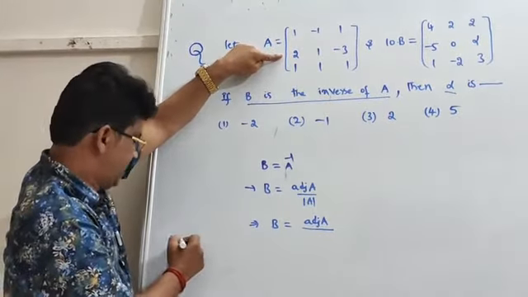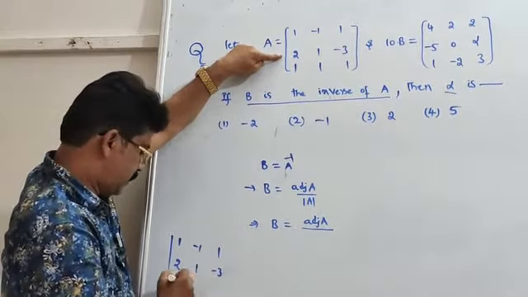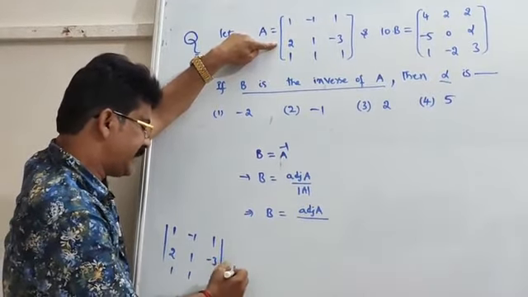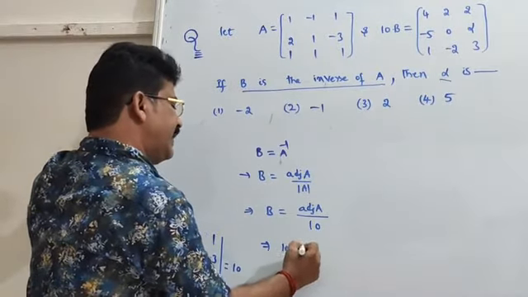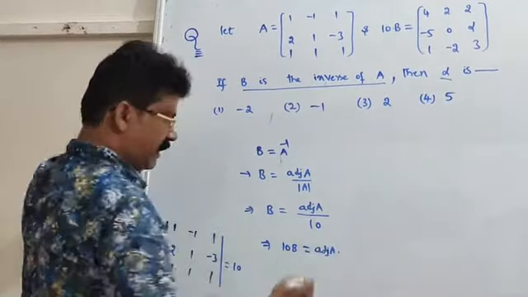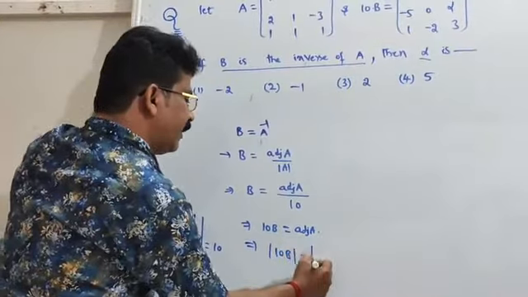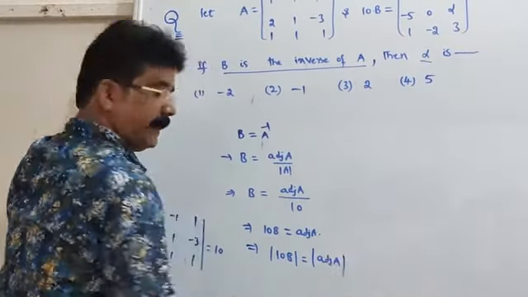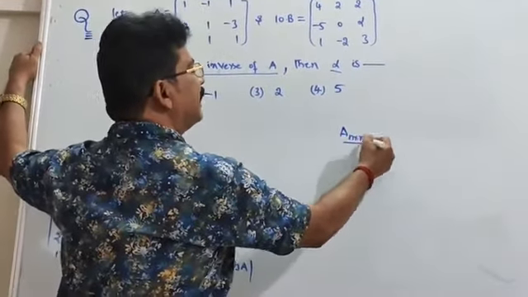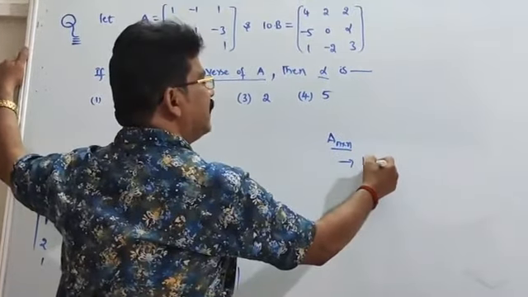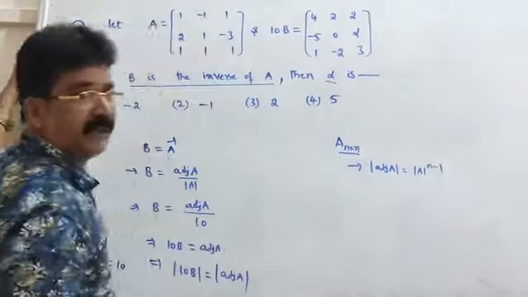At your home you can find this determinant value: the determinant of 1, minus 1, 1, 2, 1, minus 3, 1, 1, 1. You can calculate it, it is 10. So cross multiplication gives 10B equal to adjoint of A. Applying det on both sides, determinant of 10B equals determinant of adjoint A. Already I said one formula: if capital A is an n by n matrix, then determinant of adjoint A equals det A whole to the power of n minus 1.